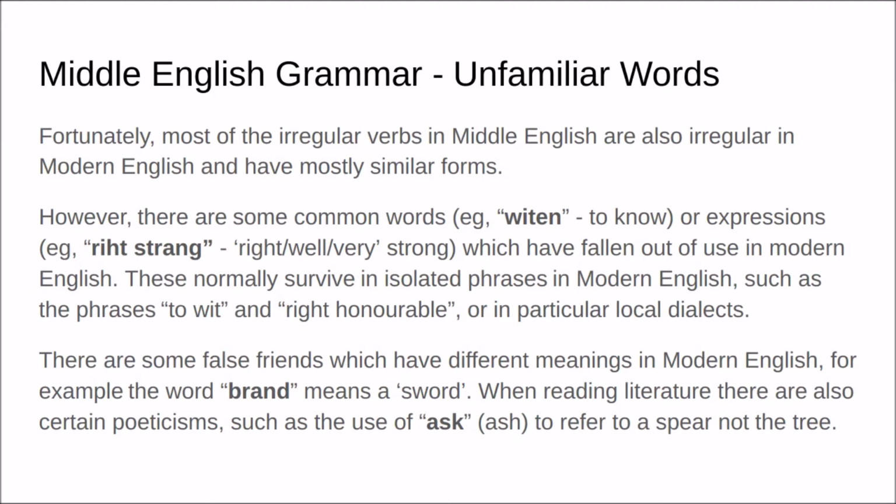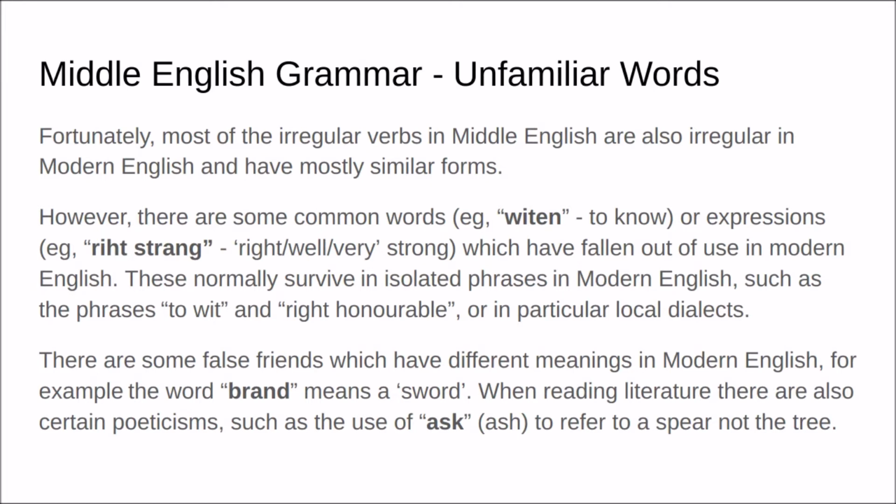Or they may survive in particular local dialects of English as well, because as we'll see later, Middle English was a language without a standardised dialect, so there were lots of different regions which produced Middle English texts. And lastly, there are some false friends which have different meanings in modern English. The big one is the word "brand", which actually means a sword.